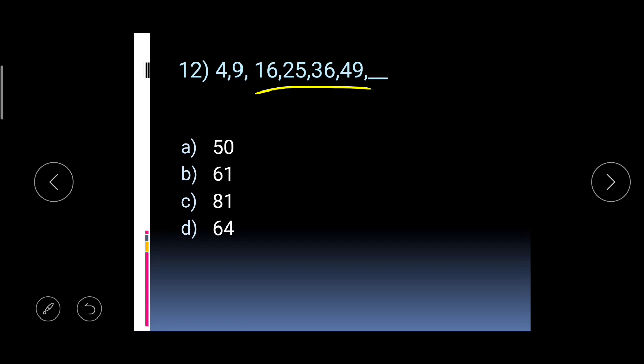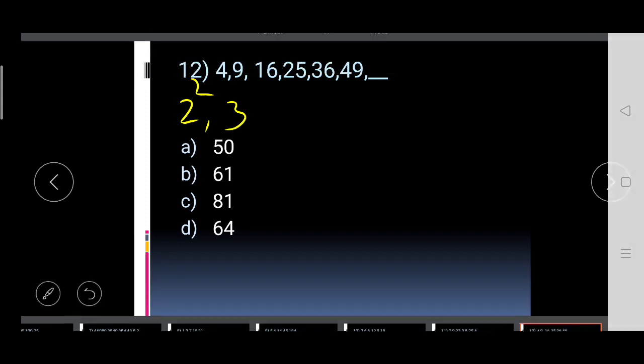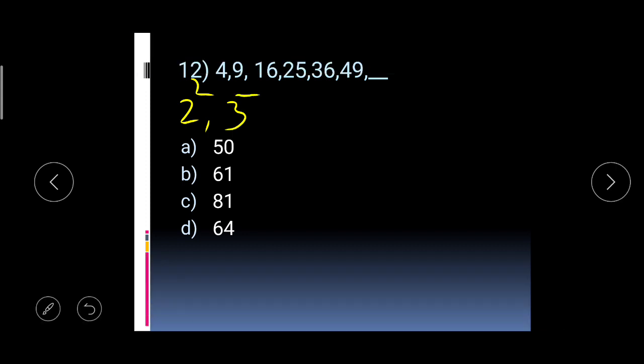If you watch properly, then it's a square of what? 2. Next is a square of 3. Next is a square of 4. Next is a square of 5. Next is a square of 6.